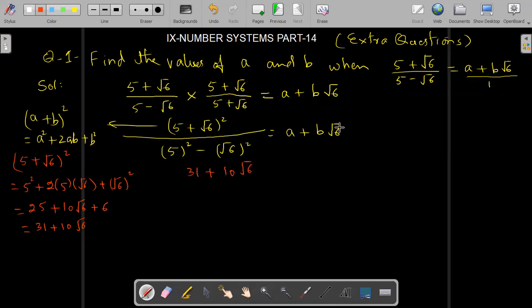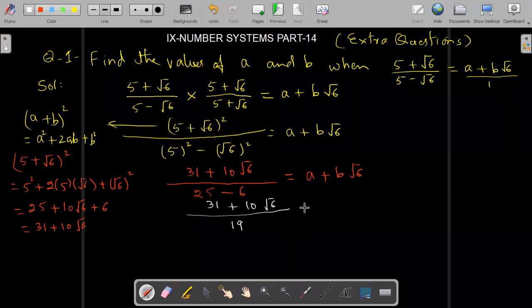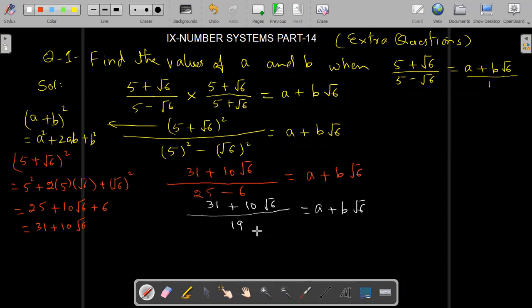And see, always whatever is given, in the numerator root 6 and 1 is without root, so you will always get the same format. The numerator and denominator will be rationalized. In the denominator, 5 fives are 25 and root 6 square is 6, so 25 minus 6 is equal to 19. So we get 19 here. 31 plus 10 root 6 upon 19 is equal to the right hand side, a plus b root 6. Both sides we are taking together.